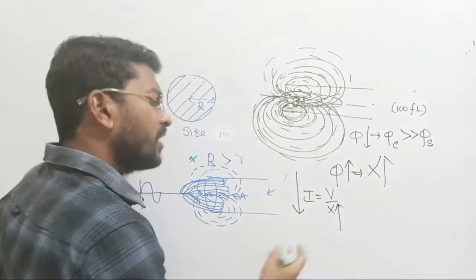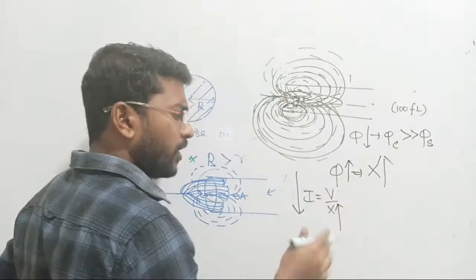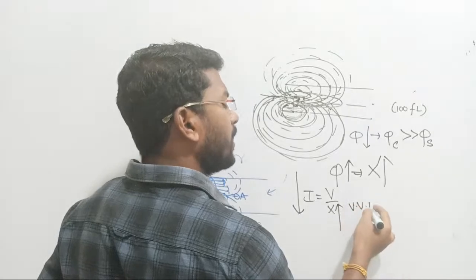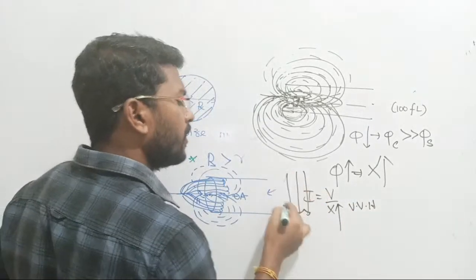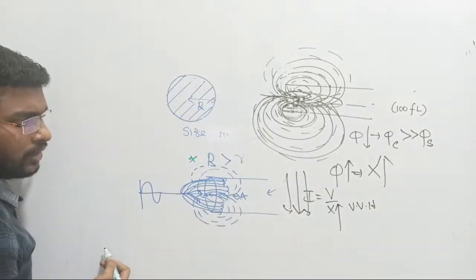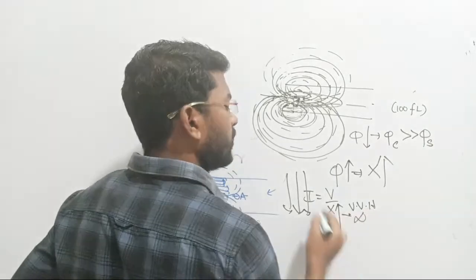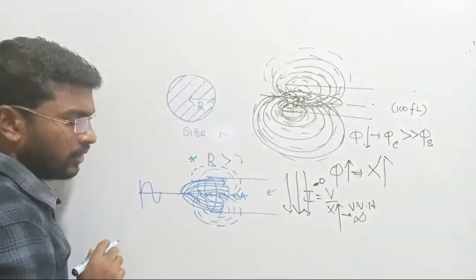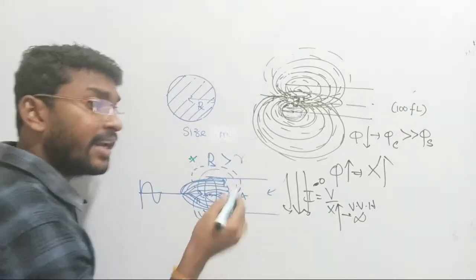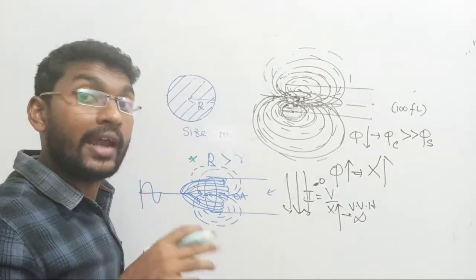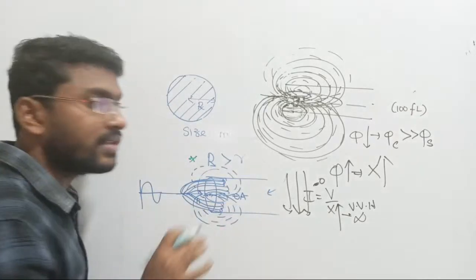So what will happen? Suppose, ideally I am speaking, reactance is very, very high. Then current can be very, very less. Ideally, if the reactance becomes infinity, then current will be zero. Anyway, a small leakage current will be there in practice, that we know. But ideally, there is no current. That is called skin effect.